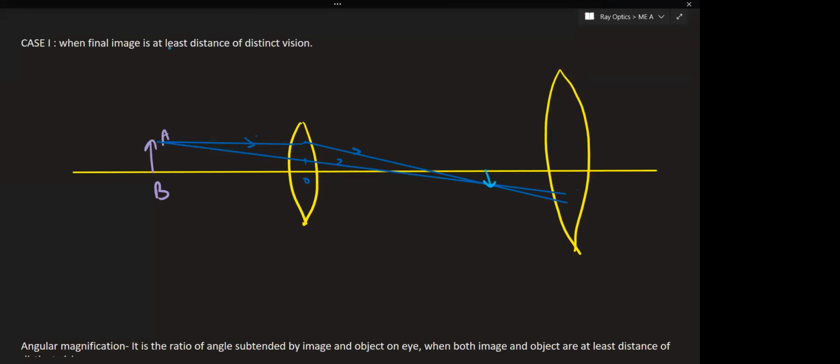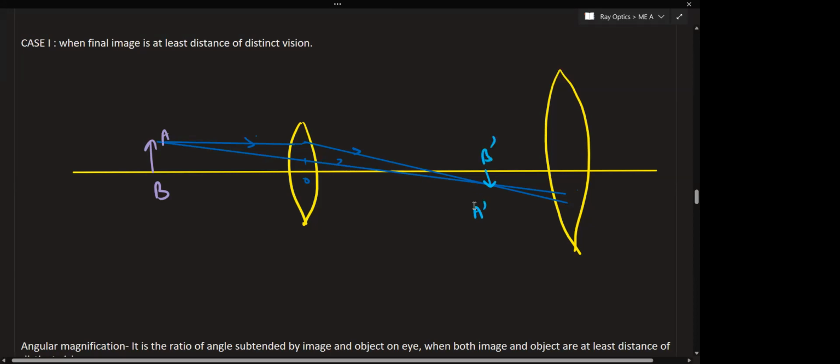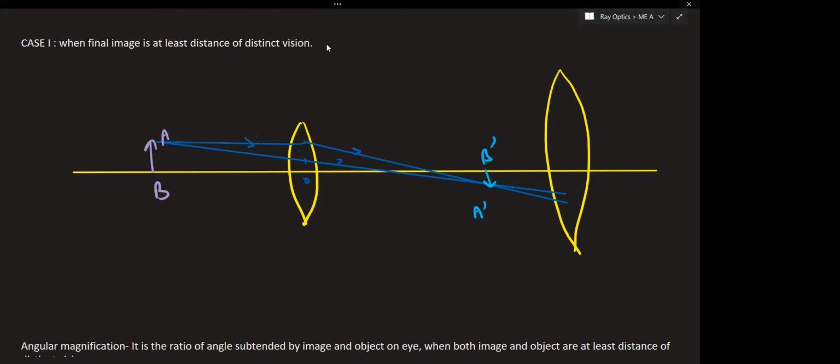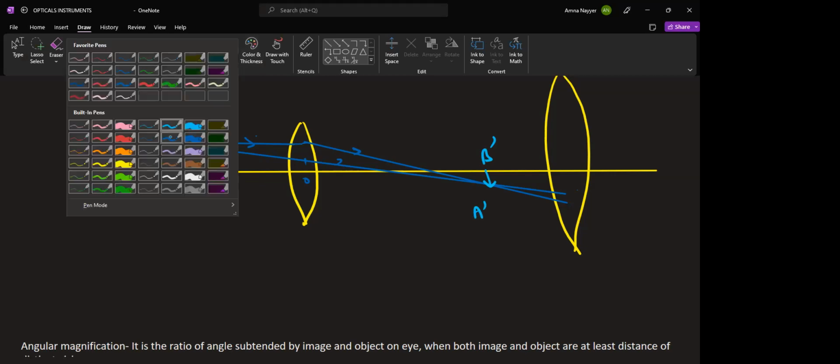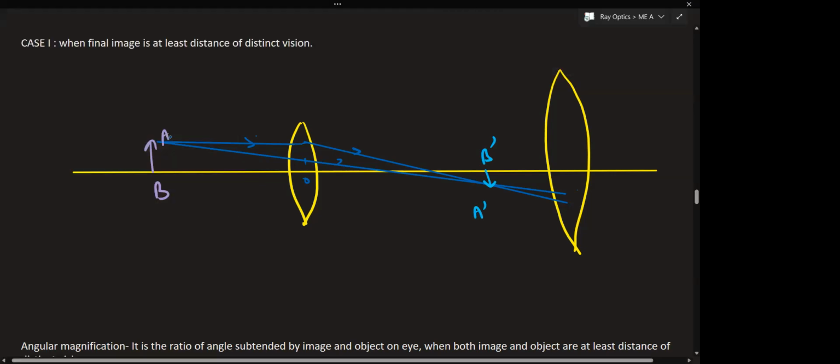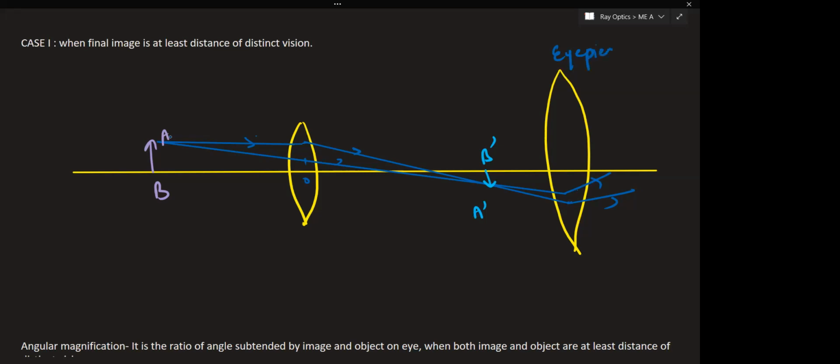Now see here, one intermediate image is formed, right? A dash, B dash, this is formed. Just keep in mind, this is formed. And what about the other images? See, this will get refracted by the eyepiece. See class, this is the eyepiece. This is the objective lens.